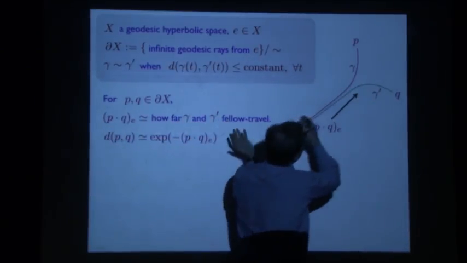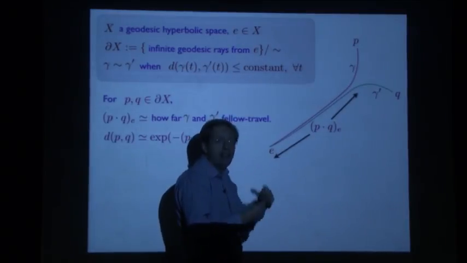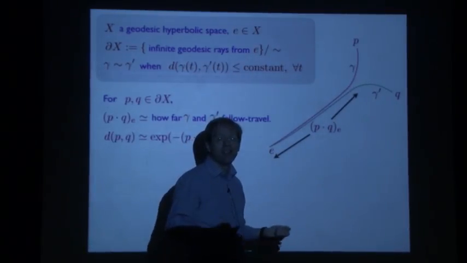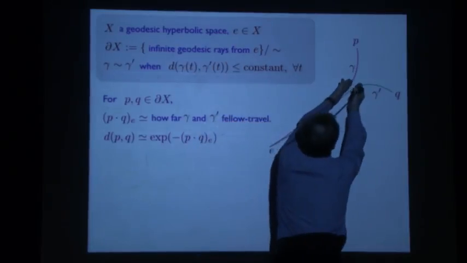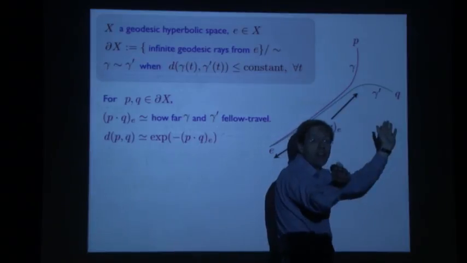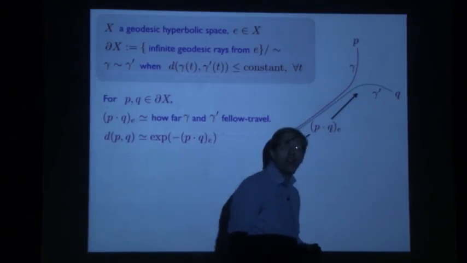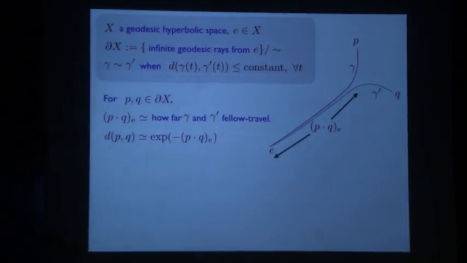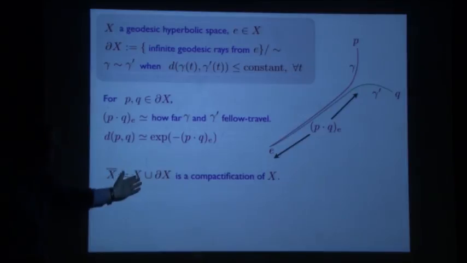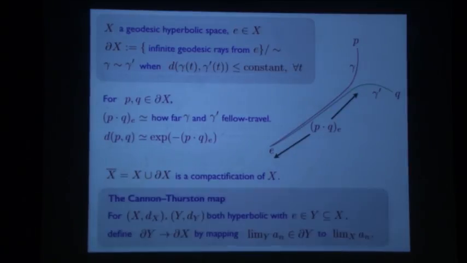So if we're in a delta hyperbolic space, there's some constant, I don't know, 10 delta, or I can't remember exactly what it is, such that as soon as the geodesics are more than 10 delta apart, they'll never come close again. They'll go off in opposite directions. And putting the space together with the boundary, we get a compactification. And then the Cannon-Thurston map.